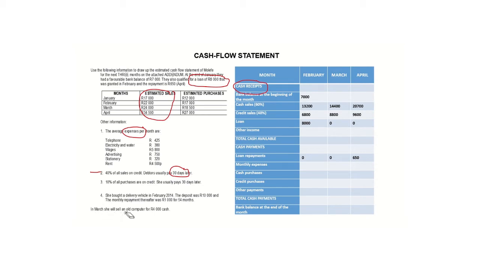In March, she will sell. See? They say she will sell. Immediately when they say she will sell, you know the money is going to come in. She will sell a computer worth 4,000. What is important here is the month and the amount. So we need to know when and how much. We know it's in March. So we're going to go to other income in March and put 4,000. There's no other transaction for February or April, so it means here is going to be zero, because there's no other income.